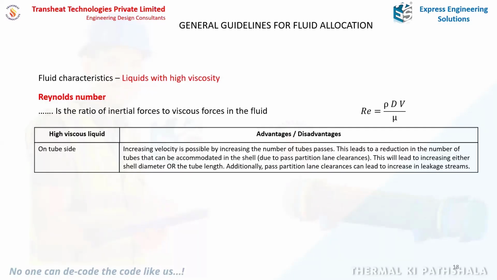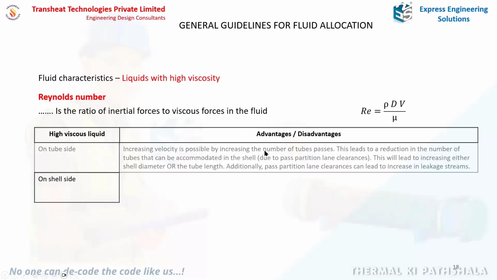To compensate for that, we will again increase the shell diameter or increase the tube length. In addition to all these, pass partition lane clearances also lead to leakage streams in the fluid. So you have different streams going in, like what we call a cross flow stream, and then the leakage stream between the shell ID and the bundle OD, or between the baffle OD and the shell ID. So we have leakage streams and effective streams. The leakage streams would also increase because of the pass partition lane clearances.